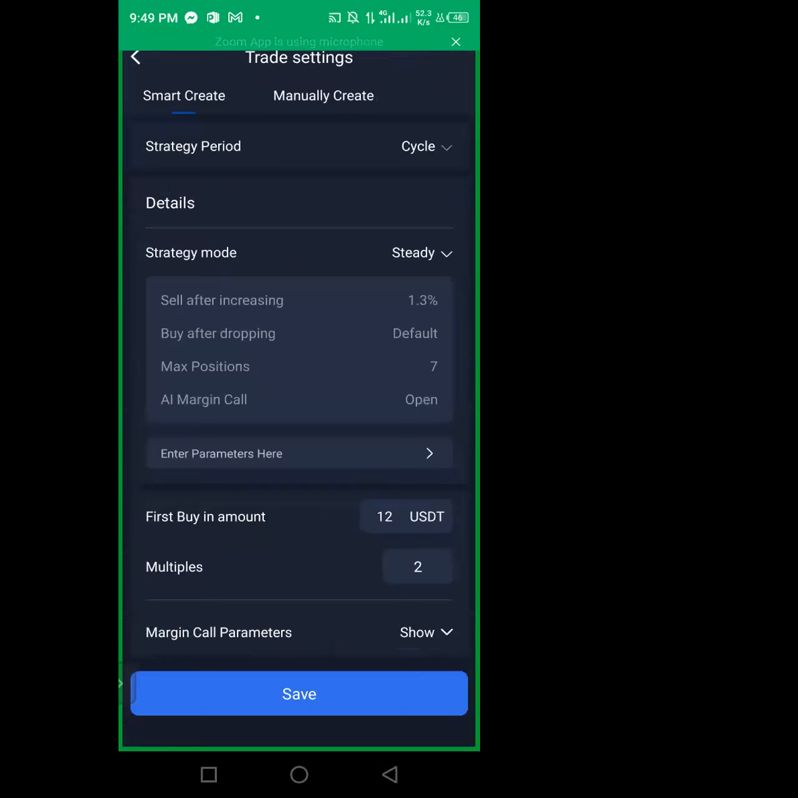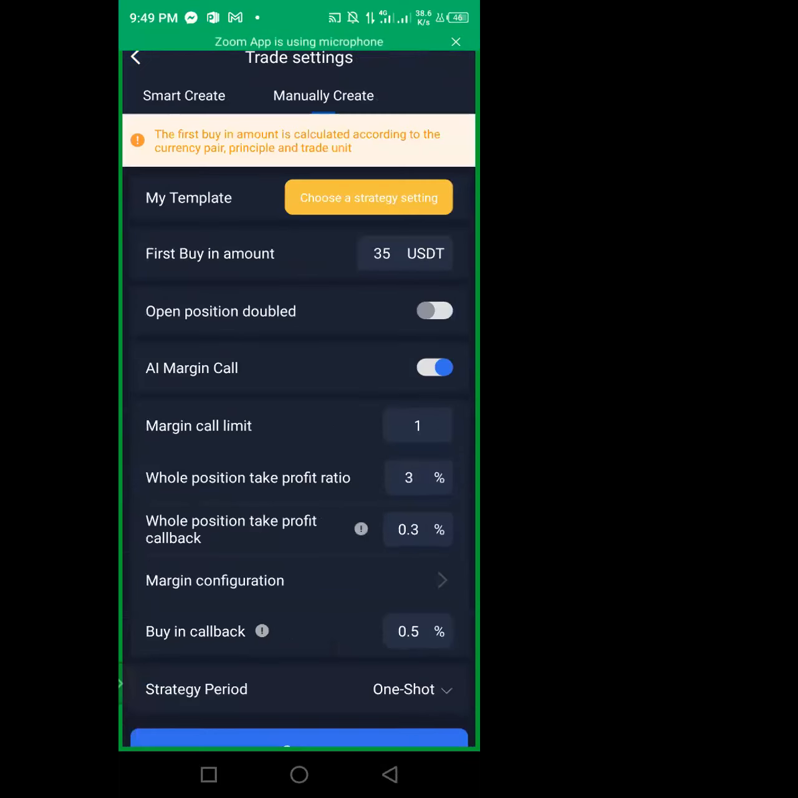Please, if you come to smart trade, please click on manually create at the top here, so you get something like this. Your first buying amount is the amount you want to use to start the trade, the amount you want to use to buy the bag of rice, the first one. Having it in mind that the price of that coin might go down, so you don't use all your capital at once. You start with some and keep some to settle your margin calls. So if the price starts going down, you have money to buy them at a cheaper price.